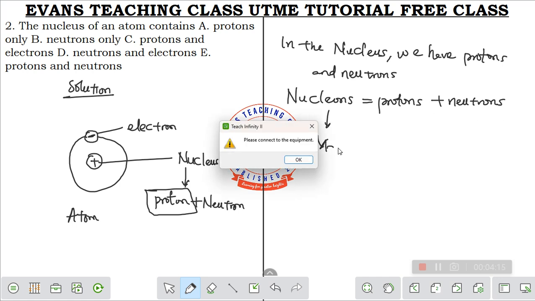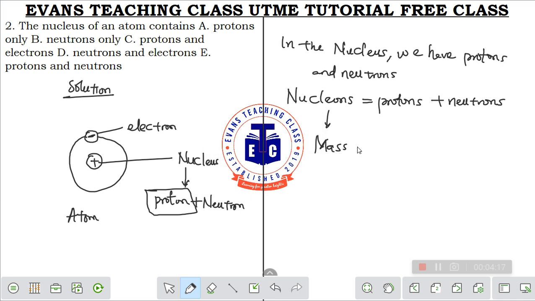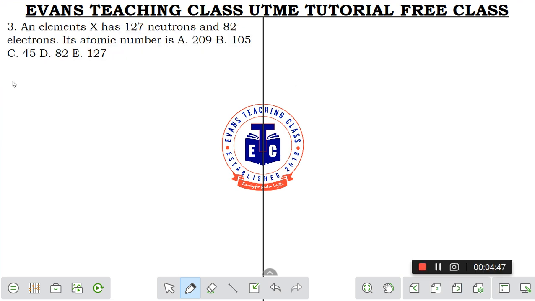In one of the questions we are going to be doing today, a question on this aspect is available, so I'm going to do it for you. Mass number is protons plus neutrons. They may ask which of the following does not contribute to the mass number: proton, neutron, electron. The answer is electron, it does not contribute to the mass number of an atom. Please take note of all these things. So the answer here is option E, protons and neutrons. So you can see what I told you, that they actually ask this.